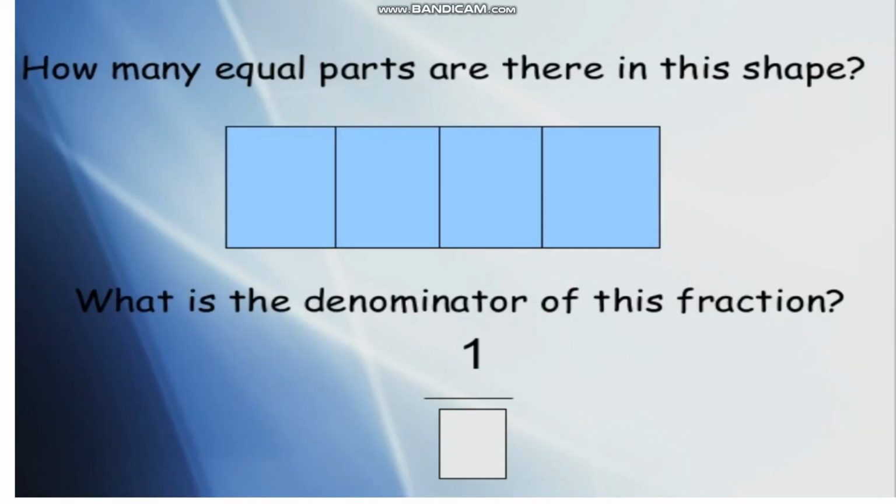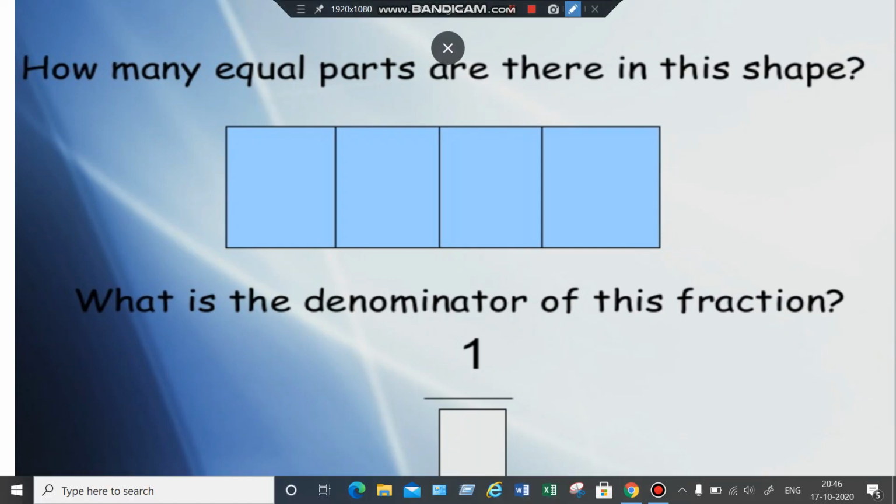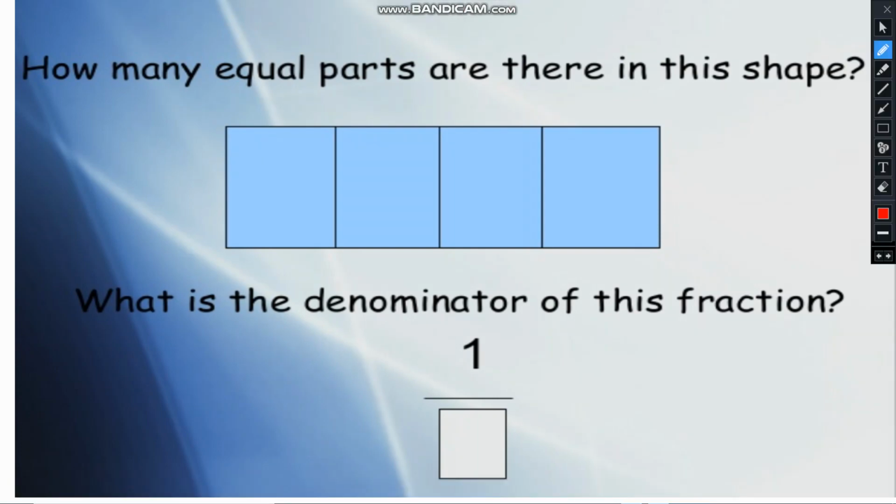Now let us see over here. Suppose here is an example. How many equal parts are there in this shape? So suppose this shape is here. Can you see? Now how many equal parts are there? Can anyone tell? Think, how many equal parts are there? The whole is divided into how many parts? 1, 2, 3, 4. So what is the denominator? What will we write here? Yes, 4.